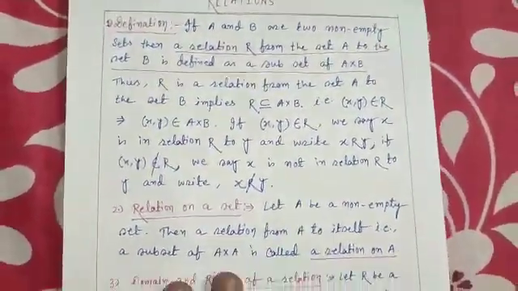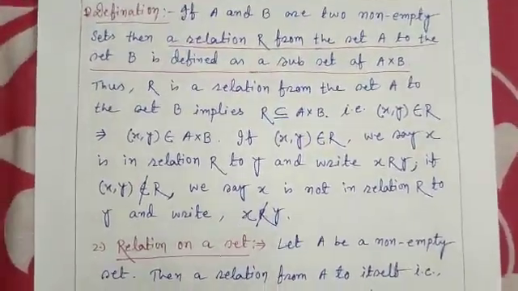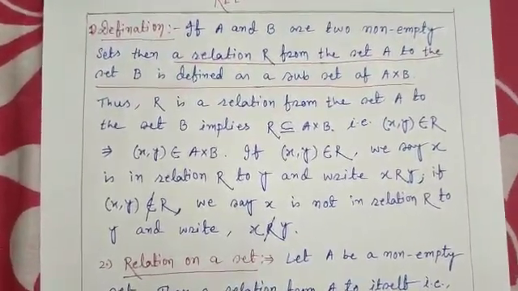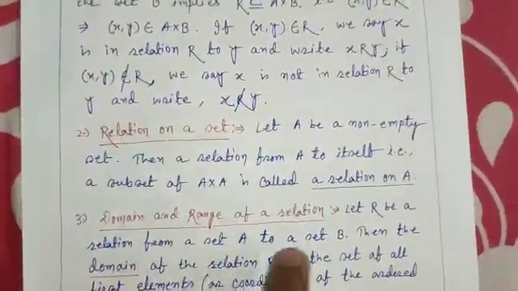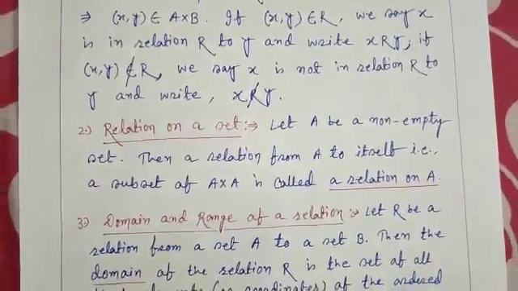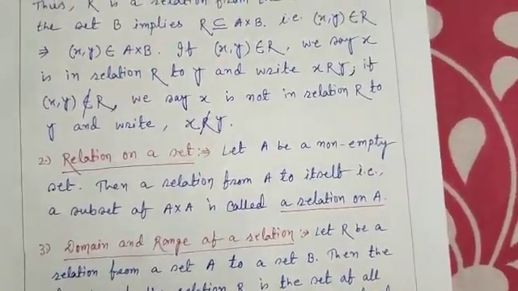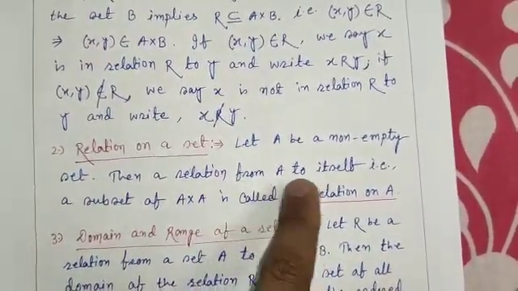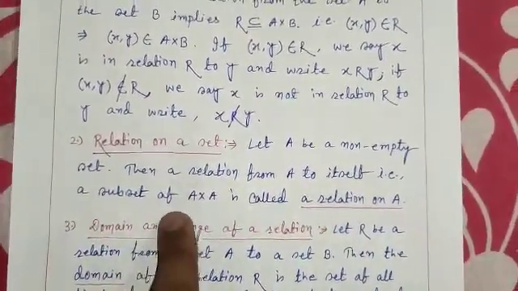Till now we have discussed relation from one set to another set. Now we will discuss relation on the same set, that means relation from A to A. Previously we discussed relation from A to B. Now we will discuss relation from A to A. Let A be a non-empty set. Then a relation from A to itself, that means A to A, is a subset of A cross A.